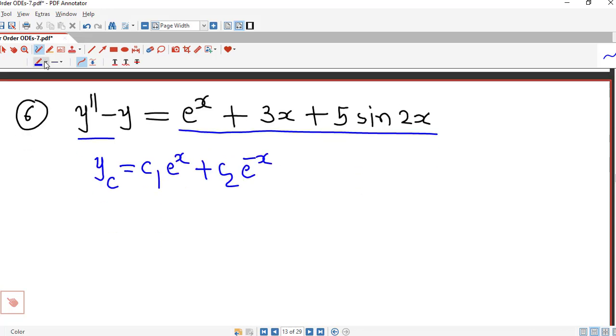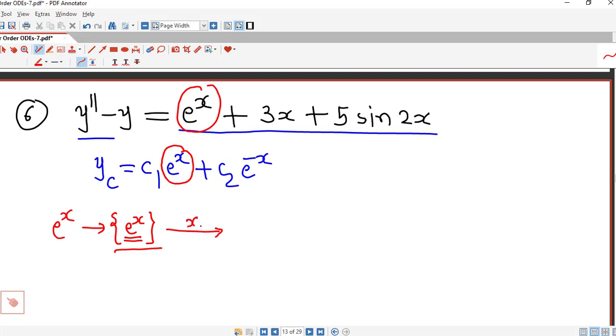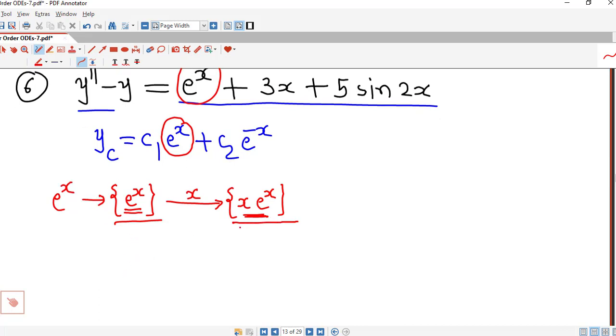Now here the functions are in addition. So we will find the family of derivatives corresponding to each function, and we will check whether there is any match with the complementary function or not. So this is the family of derivatives corresponding to e raised to x, and e raised to x is present in the complementary function. So we modify this family by multiplying with x. So we have x into e raised to x. Now this is not present in the complementary function. So this is the proper modified family corresponding to e raised to x.